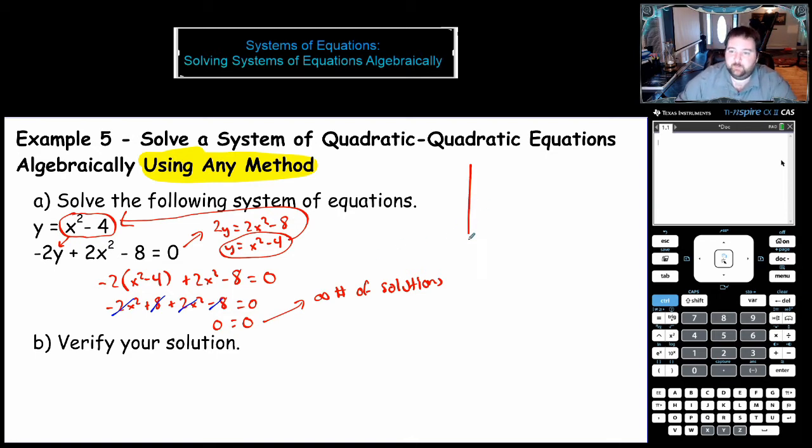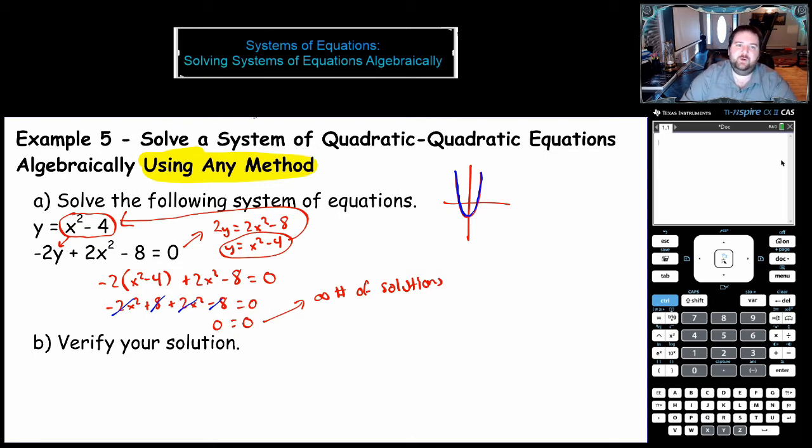So, I mean, we could graph them, right? And the first one would look like this, and the second one would look like this. They're right on top of each other. They're the same thing, right? And so every single point is a solution. So when you get 0 equals 0, that's an infinite number of solutions.